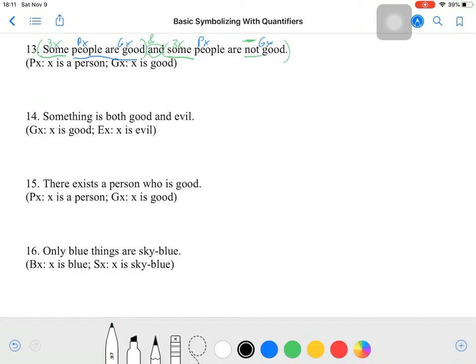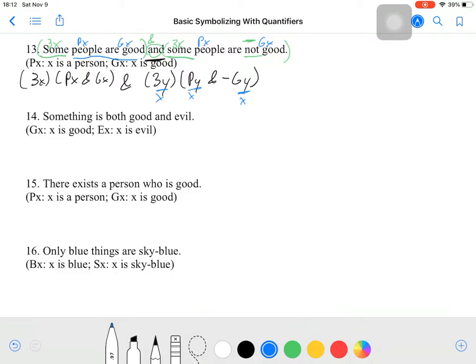So some people are good. There exists some X such that X is both a person and X is good. And there exists some Y such that Y is both a person and Y is not good. So you'll notice here that I changed letters. I changed over to using Y's instead. You could have still used X. That would have been perfectly fine.